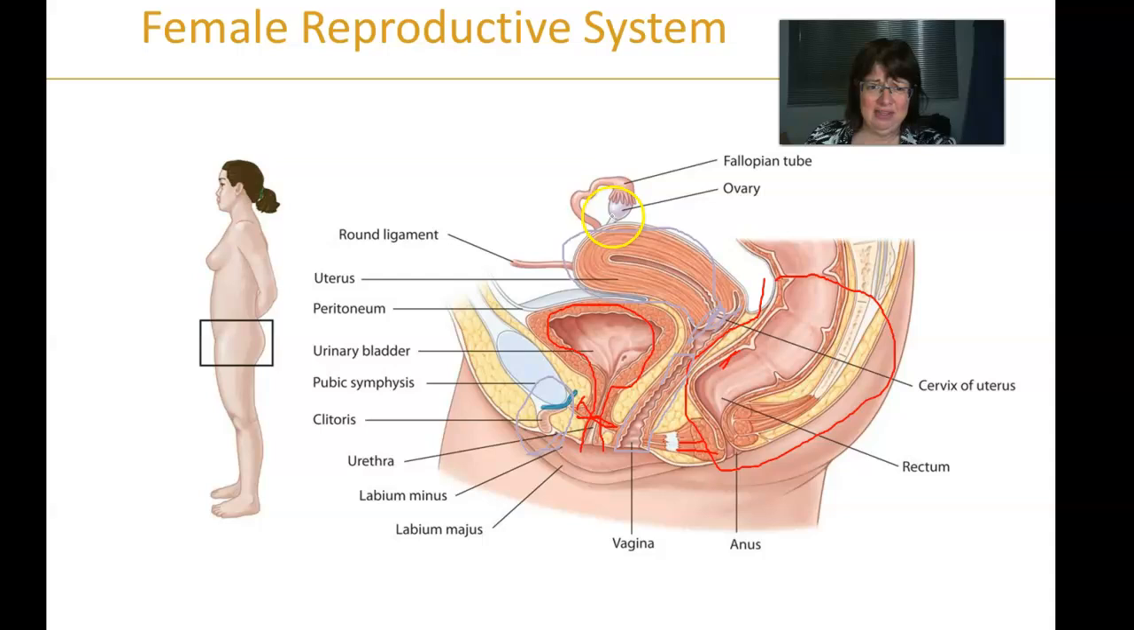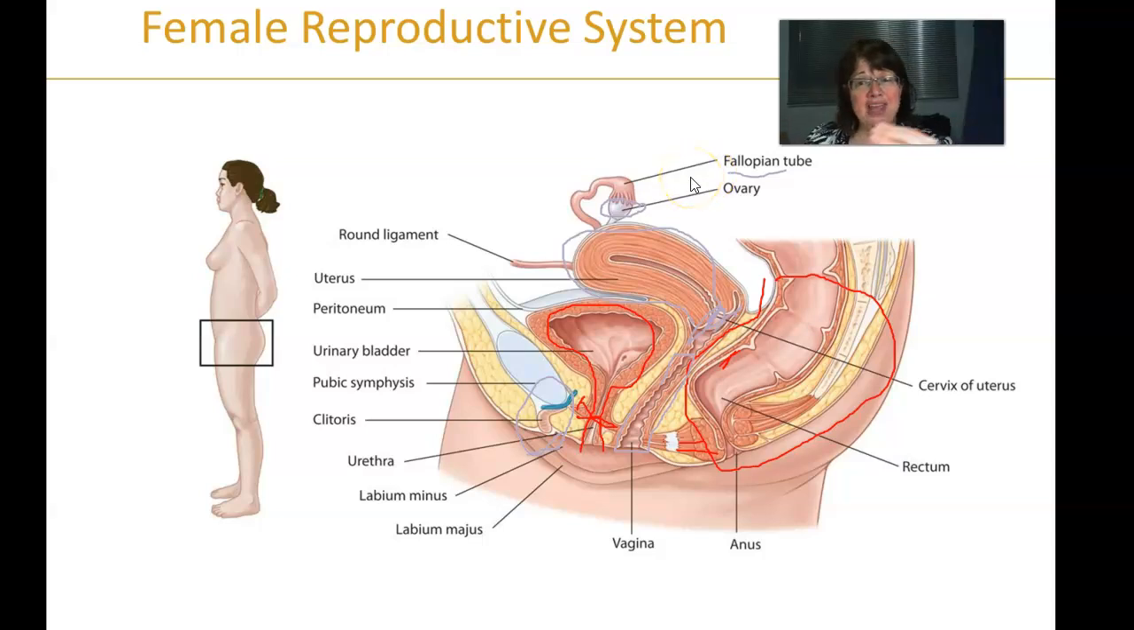And then you have the fallopian tubes, and the fallopian tubes are also called the uterine tubes and also called the oviduct. So there's three words for that. And then you have the ovary here, and the ovary is where the eggs develop.